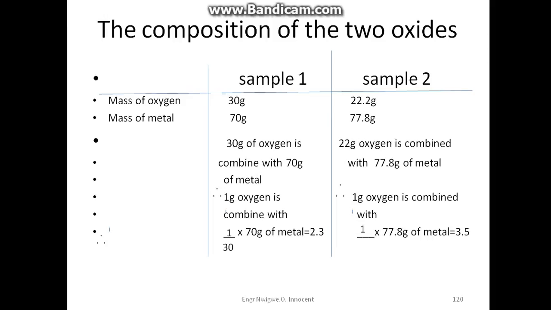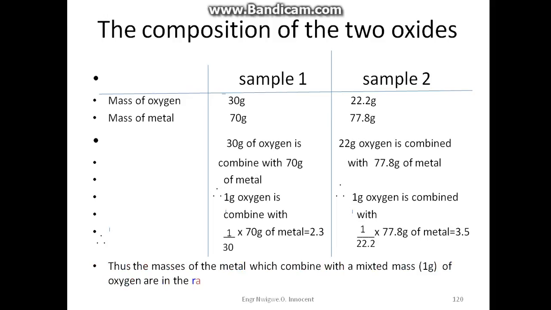That is, therefore, 1 gram of oxygen is combined with 1 over 22.2 times 77.8 gram of metal, which will give us 3.5. Thus, the masses of the metal which combine with a fixed mass of oxygen are in a ratio of 2.3 is to 3.5. That is 2 is to 3.